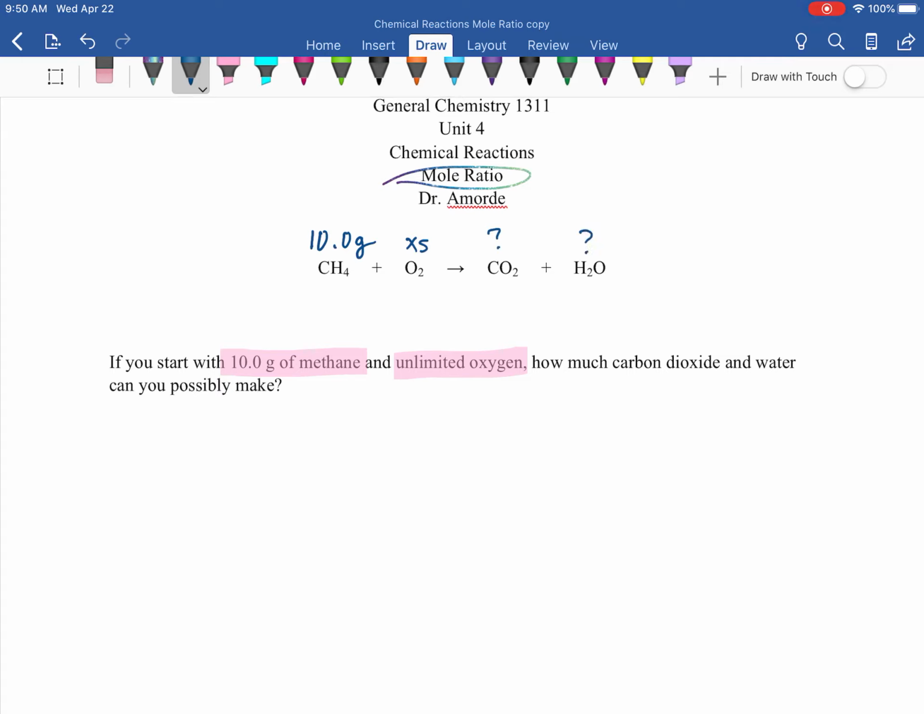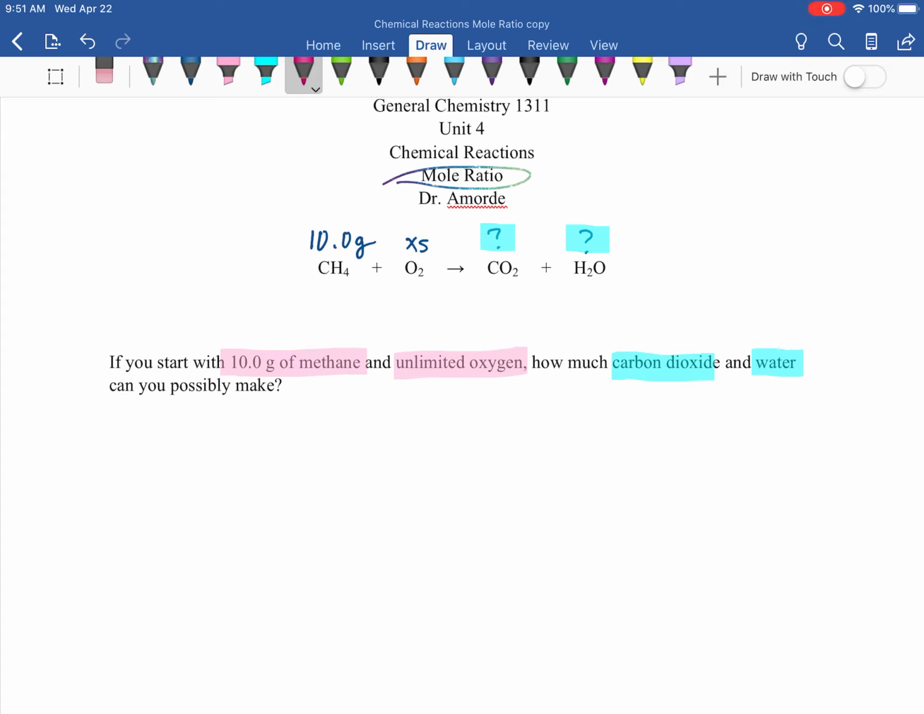It's extremely common. You either know how much you're starting with because you're the one measuring it out, or you have a goal in mind of how much stuff you want to make. So this is probably one of the most common questions in chemistry, and this whole video is going to be how to calculate this. We're going to start with 10 grams of methane, and then we're asked how much carbon dioxide and water we can make. So that's these. We're going to do some math and figure that out.